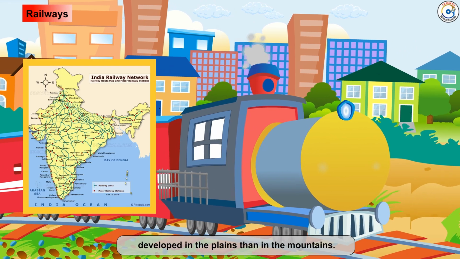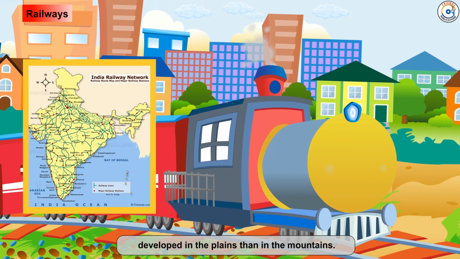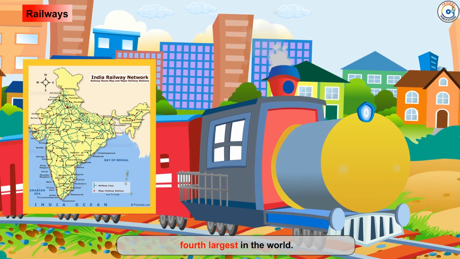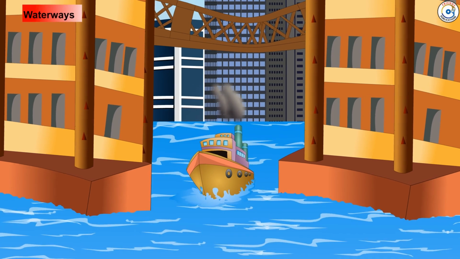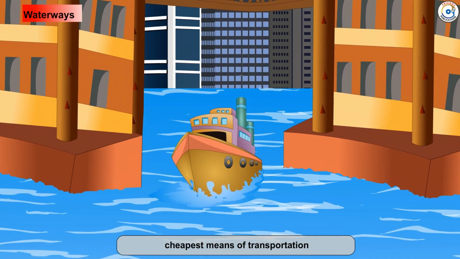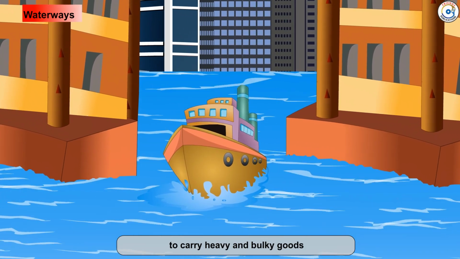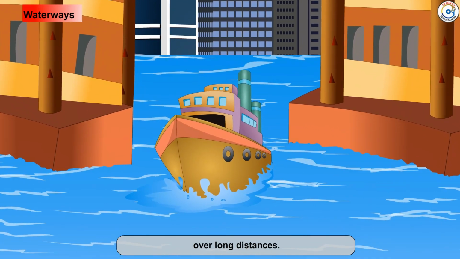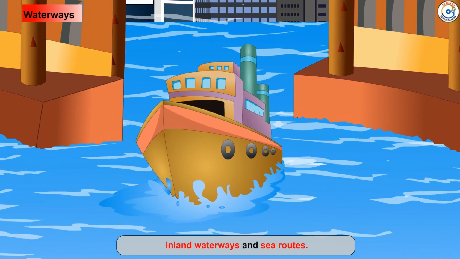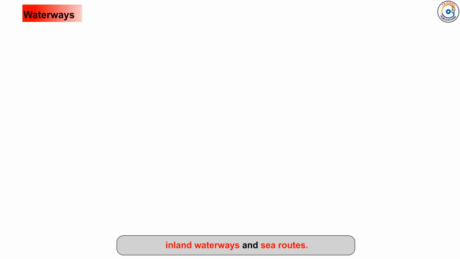Railway network is more developed in the plains than in the mountains. Indian railway network is well developed and is the fourth largest in the world. Waterways. Waterways are the oldest and the cheapest means of transportation to carry heavy and bulky goods over long distances. Waterways are mainly of two types, inland waterways and sea routes.